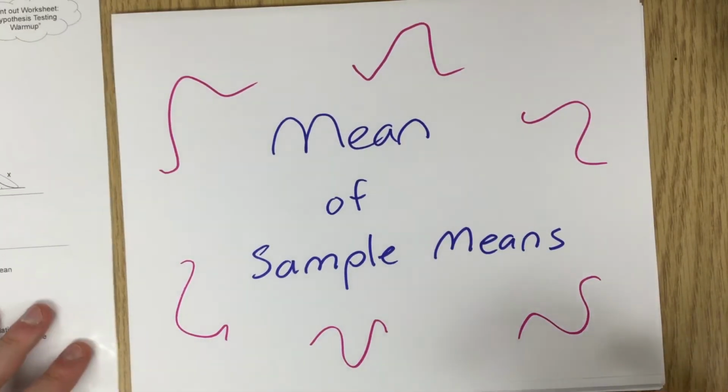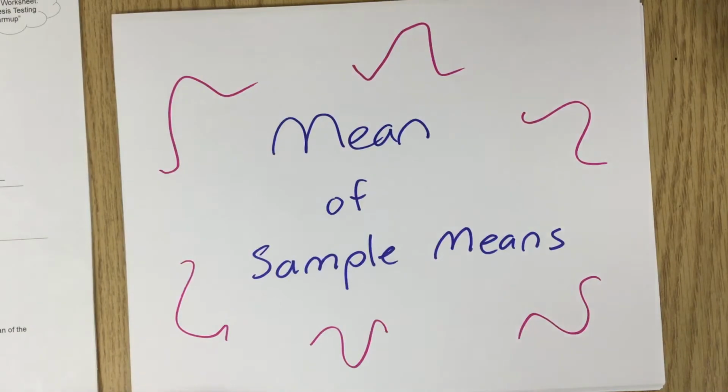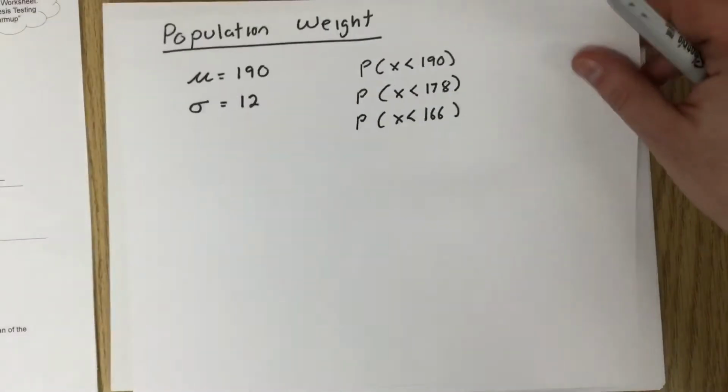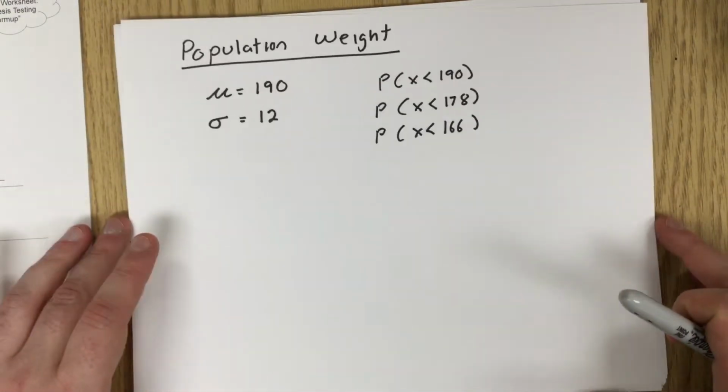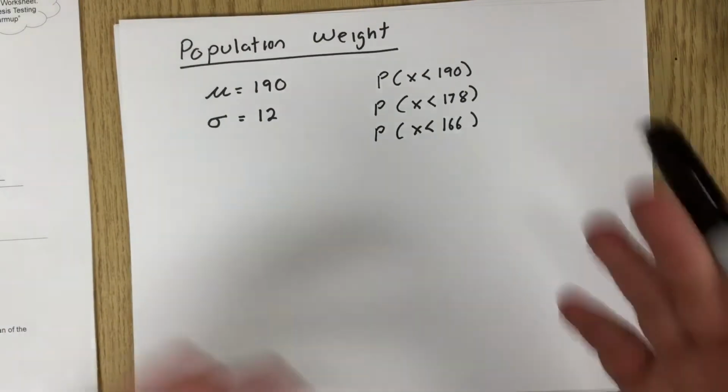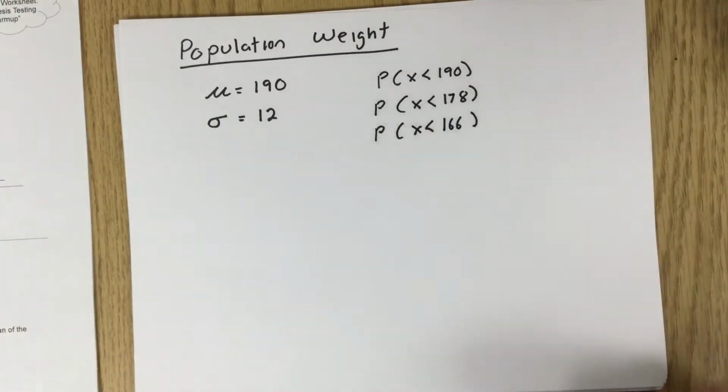We're now going to be talking about the mean of sample means, which is an interesting sounding title. But let's see how it goes. So we're going to start off with kind of a warm-up. I'm going to give some figures for population weight. Maybe this is in pounds. I'm totally making this up. So let's say the mean is 190 and the standard deviation is 12.